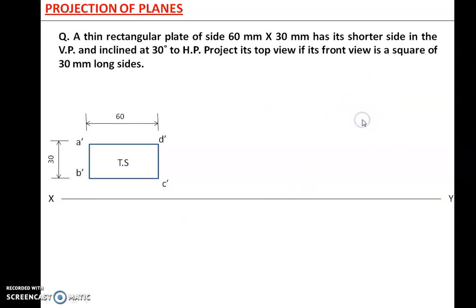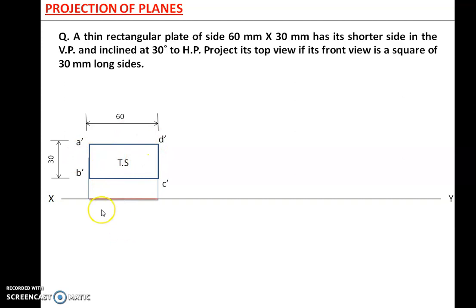Now giving the names A dash, B dash, C dash, D dash, so it is the true shape of the rectangular plate. You will project it in the top view. So as we have assumed it on VP or in VP, the top view of this rectangular plate will be seen on the XY line.